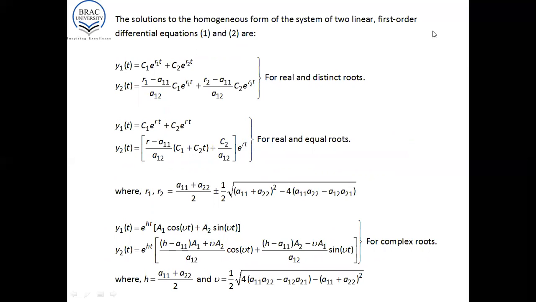So this is the summary of the solutions. You have this solution for real and distinct roots. You have this solution for real and equal roots. And R1 and R2, when they are real, are equal to this expression. When the roots are complex, you have this solution. And again, H is equal to (A11 plus A22) by 2, and nu is equal to 1 by 2 times the square root of 4 times (A11 A22 minus A12 A21) minus (A11 plus A22) squared.